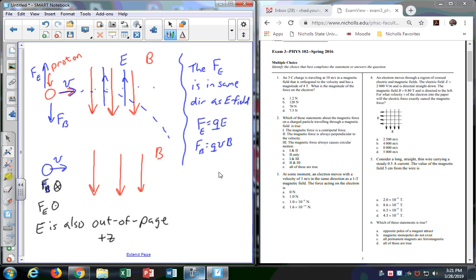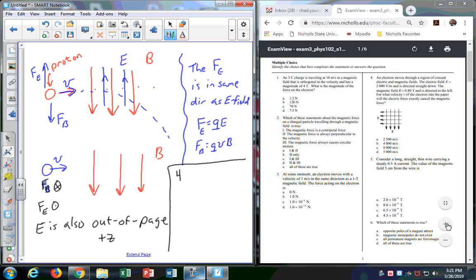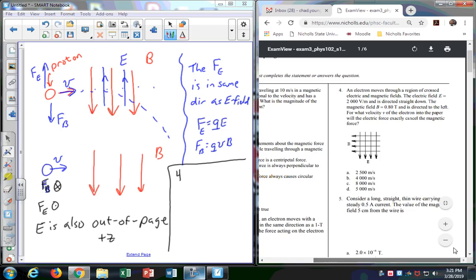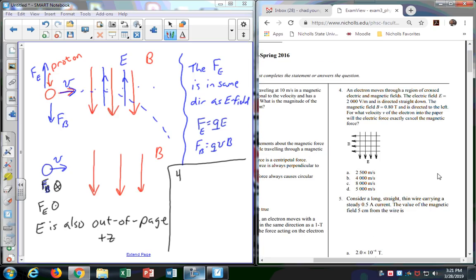All right. And in number 4, we actually had to calculate what that velocity is. In number 4 over here, it says an electron moves through a region. Can y'all read that? Let me zoom in a little bit. Is that better?